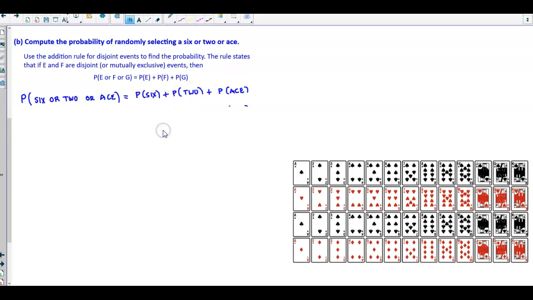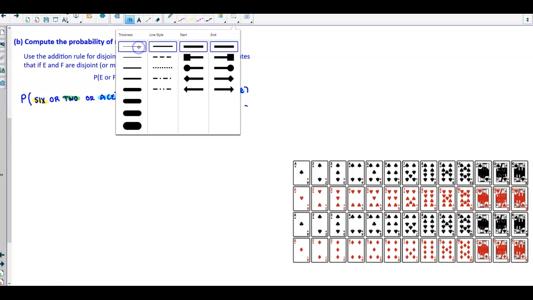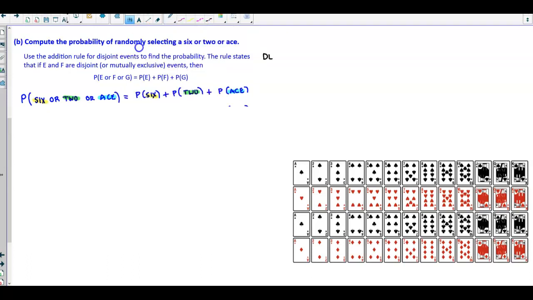So what we're looking for is we want to find the probability of a 6, the probability of a 2, and a probability of ace. So again, we have the probability of a 6, the probability of 2, and a probability of an ace. And again, how many do we have in a deck of cards? Well, we know that in a deck there are 52. So therefore, that's going to be the total in our sample.